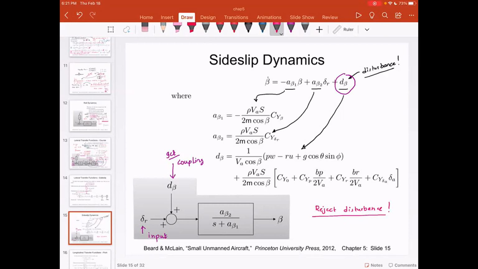Now, what do I mean by rejecting this disturbance? So please try to understand. If you look at this equation very, very carefully, you would realize that this disturbance is actually a product of multiple terms which are dependent on different states. Somehow I will come up with some sort of compensator design, some sort of controller design, or some sort of input that would minimize or reduce this unwanted disturbance when I perform the simulation.